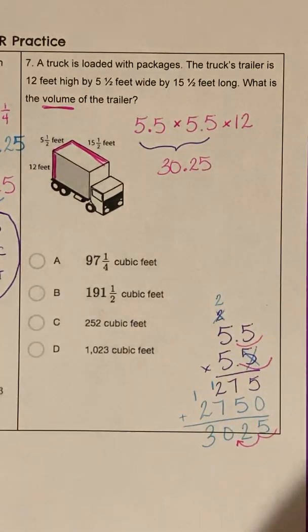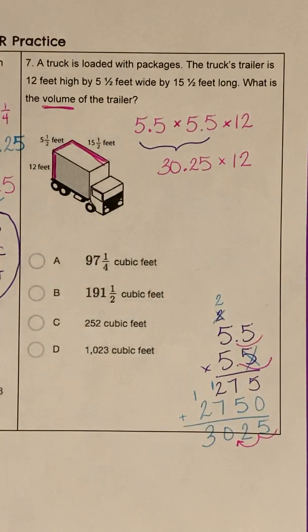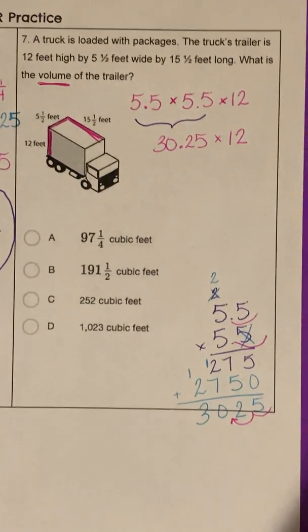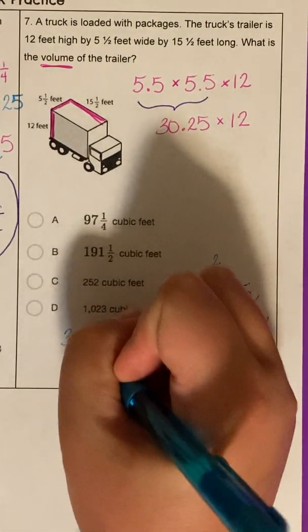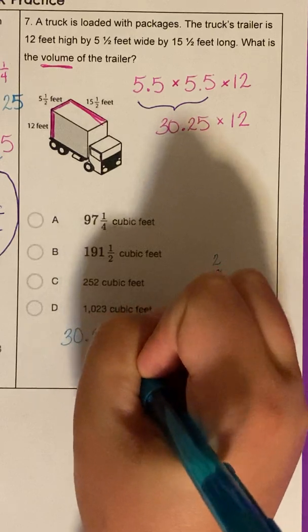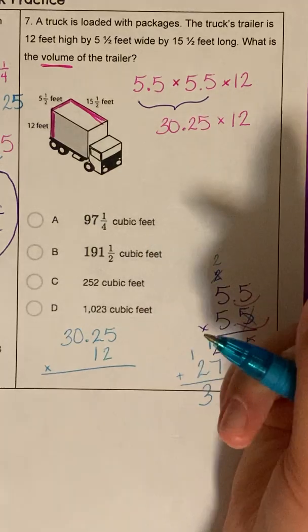We did not use that times 12 yet. So we're now going to multiply that times 12. 30 and 25 hundredths times 12. Reminder, you do not need to line up your decimal when you are multiplying.